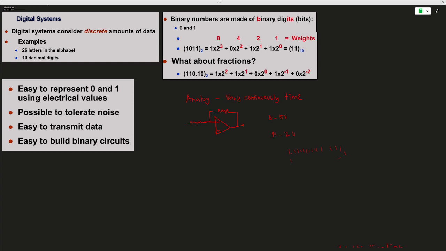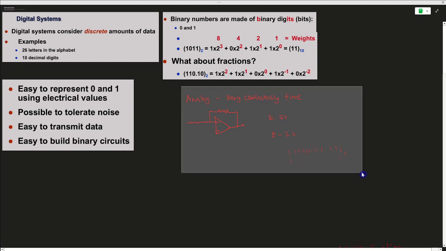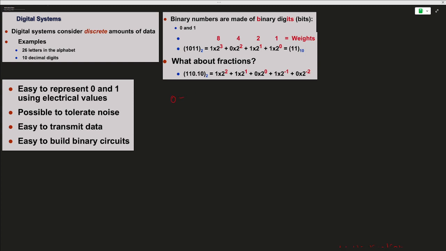So unlike in an analog system, in digital systems, yung mga data natin rather, they are in discrete amounts. So for example, kapag sinabi lang na 10 decimal digits, there are only 10 possible values, 0 to 9. Okay? And yung pinakaunang digital system na pag-uusapan natin is yung binary system. So binary numbers or binary system are made up of binary digits. So this is why each data sa isang binary system is a bit.